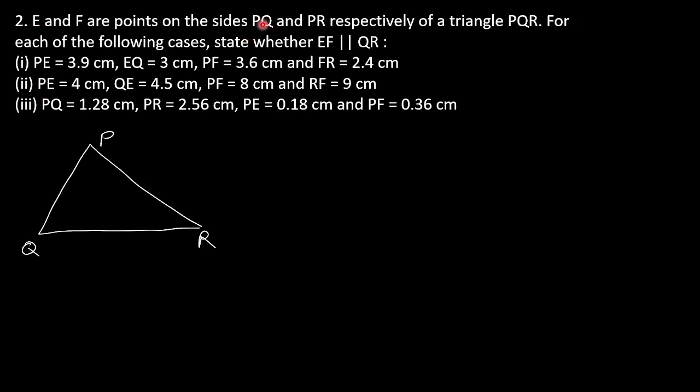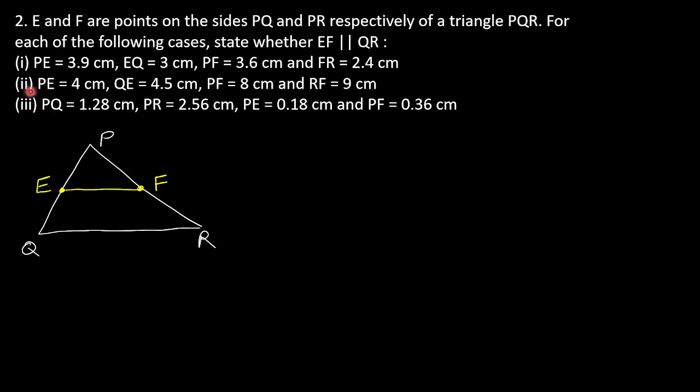E is a point on PQ. The question says that E is a point on PQ. F is a point on PR. I discussed this one in the previous class. F is a point on PR, and let me join EF. We have to check whether EF is parallel to QR.